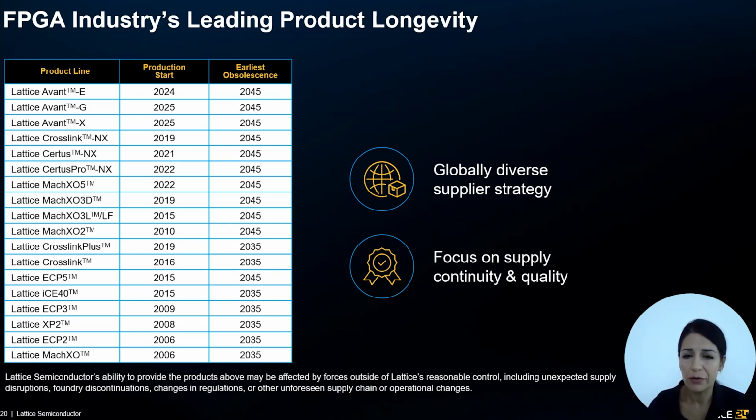Lattice FPGAs offer very long, industry-leading product life cycles by employing multiple strategies around suppliers as well as supply continuity and quality. Just as an example, from the year 2020 to the middle of this year, Lattice discontinued only 2 FPGA products, which is an extremely low number of discontinuances because of our focus on product longevity.